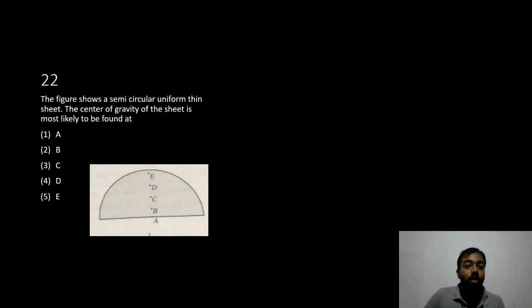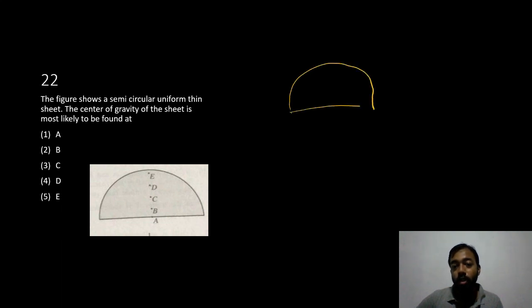Question number 22. The figure shows a semicircular uniform thin sheet. The center of gravity of the sheet is most likely to be found at. So here they are asking for the centroid of a semicircle. To find the exact location you need integral calculus, but this question you can just do by intuition. So here there is the semicircle. You can see the circle is complete like this. The center of mass will be here at point A.